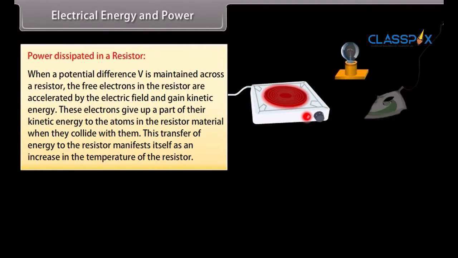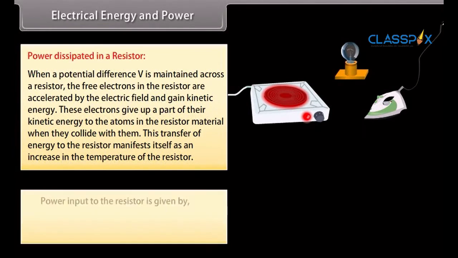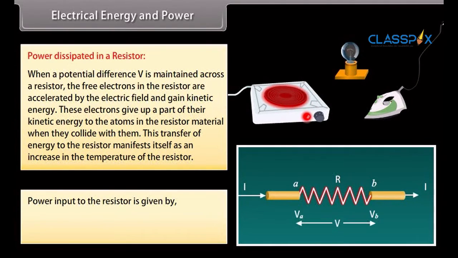When a potential difference V is maintained across a resistor, the free electrons in the resistor are accelerated by the electric field and gain kinetic energy. These electrons give up a part of their kinetic energy to the atoms in the resistor material when they collide with them. This transfer of energy to the resistor manifests itself as an increase in the temperature of the resistor. Power input to the resistor is given by P equals VI, which equals I squared R, which equals V squared divided by R.